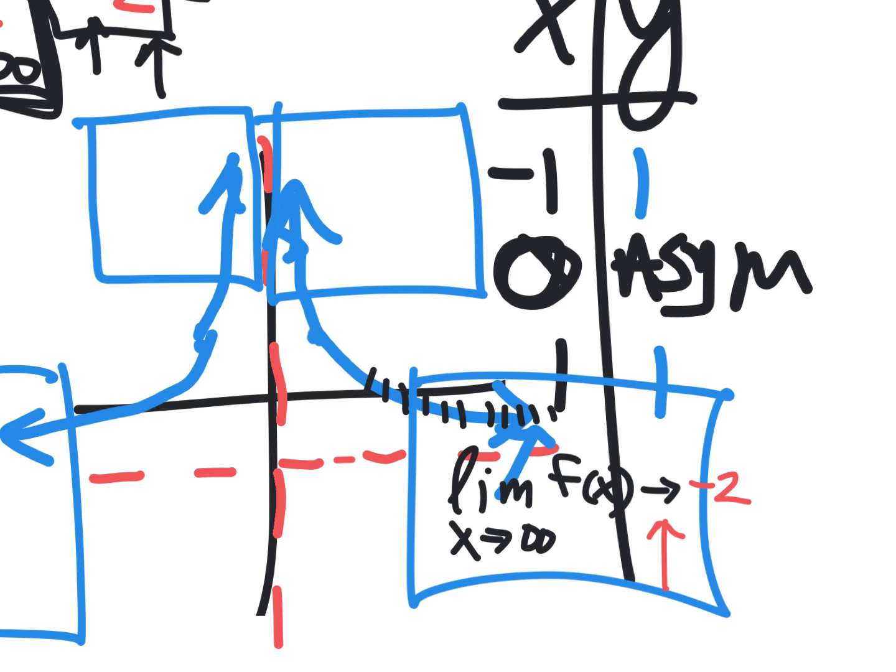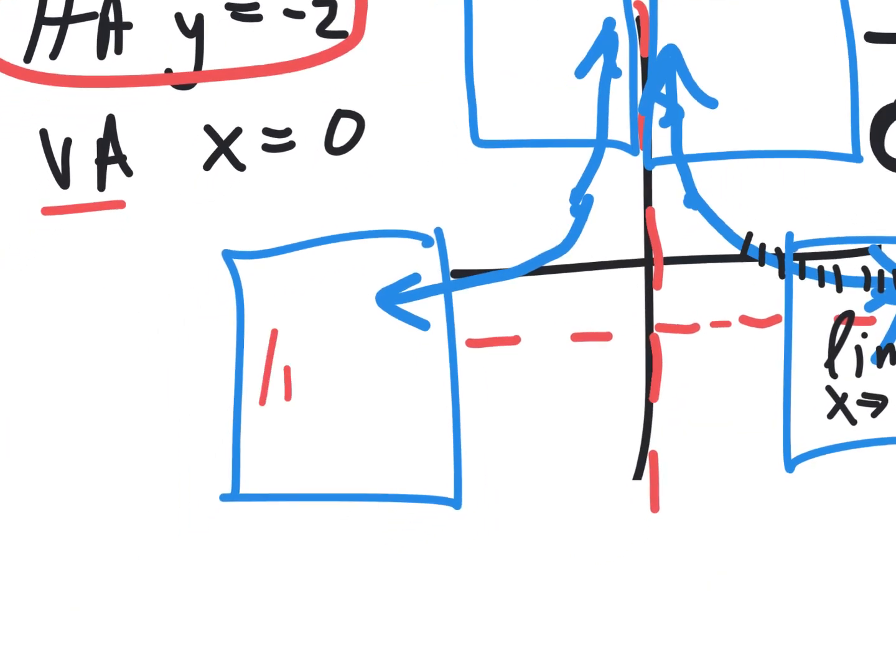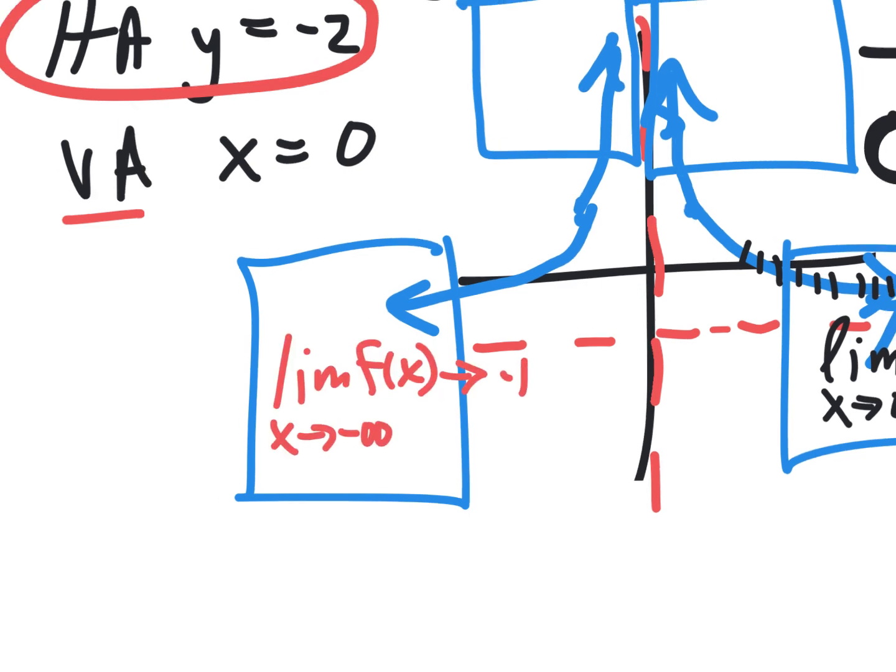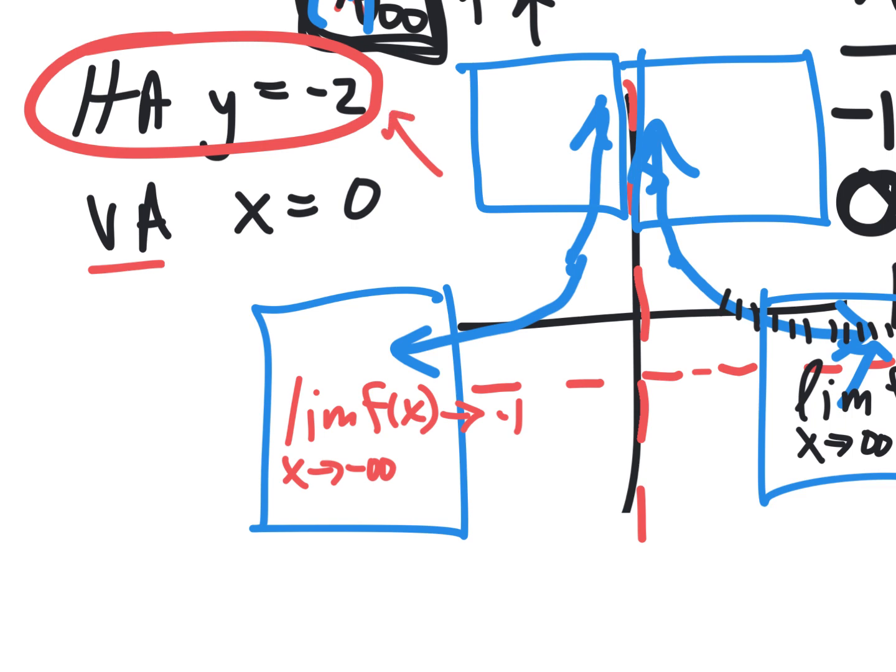All right, now I'm going to go do the other end. Limit of the function. X approaching -infinity, and the Y value is approaching -1 again. Nope, 2. Sorry, -2.